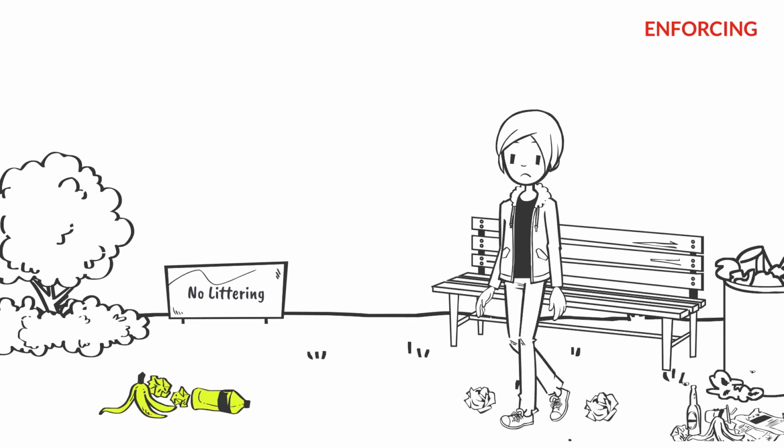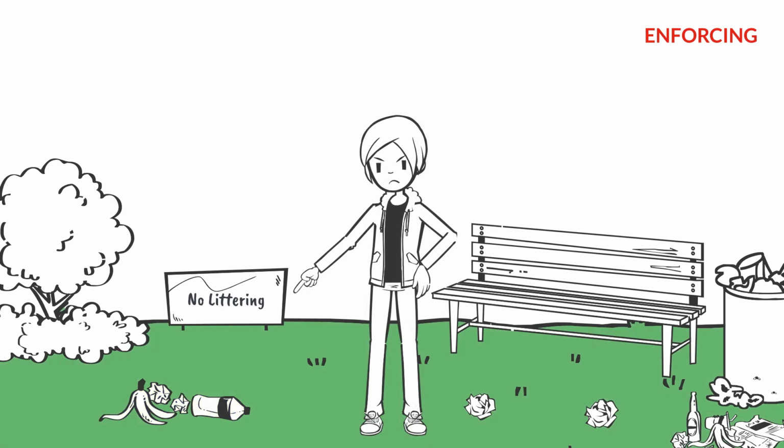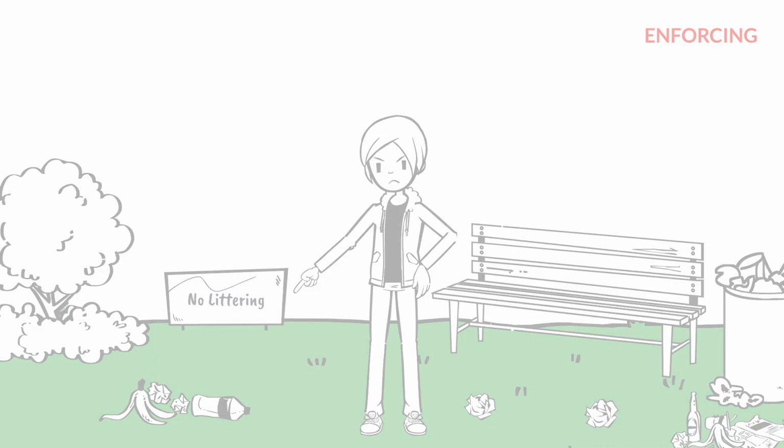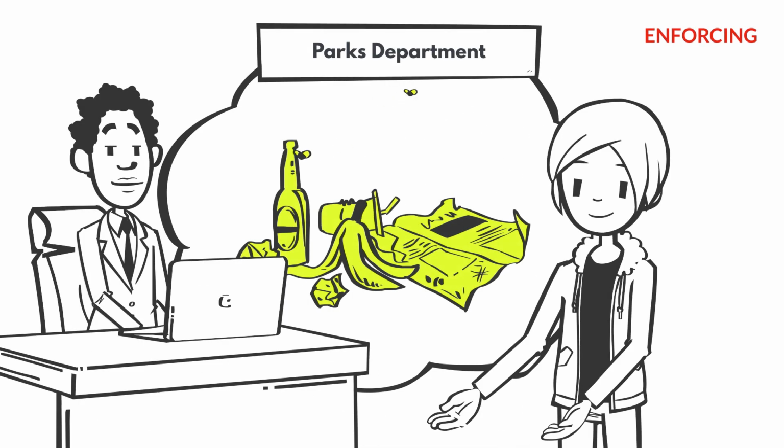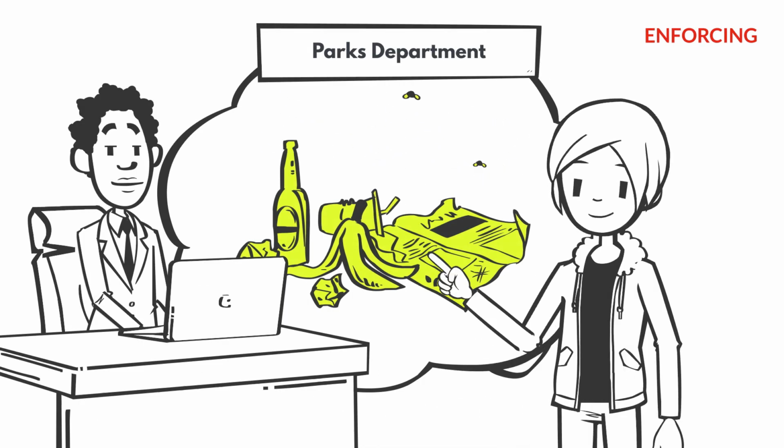One way you can connect your project to policy is by enforcing an existing policy. Lily notices that there's a lot of trash on the ground at her local park. When she goes online, she sees that there's already littering laws in her town. Lily goes to her local parks department and asks for littering laws to be enforced at the park.